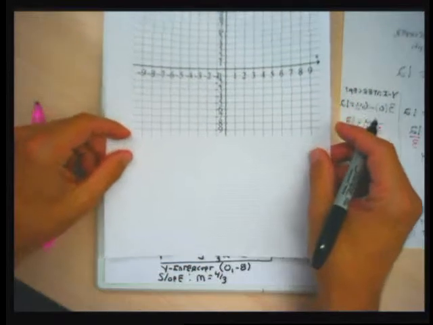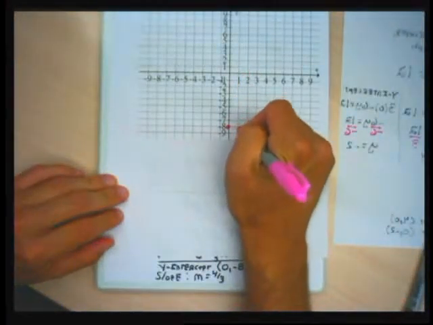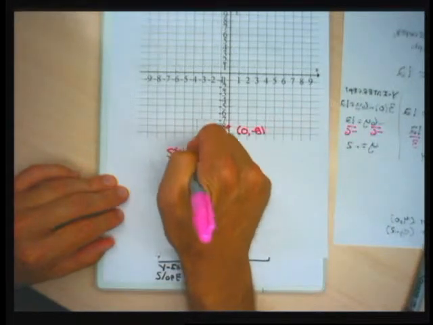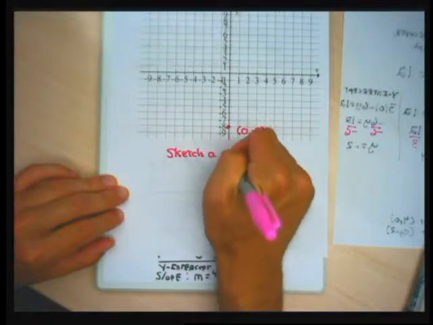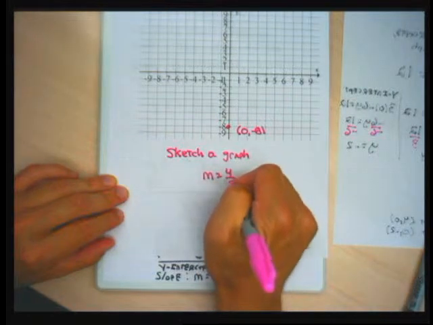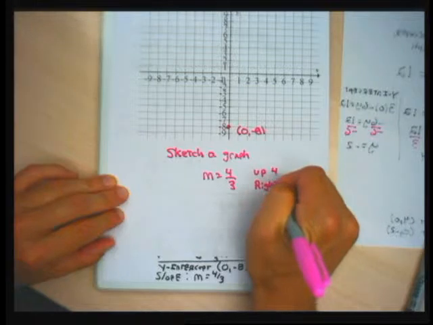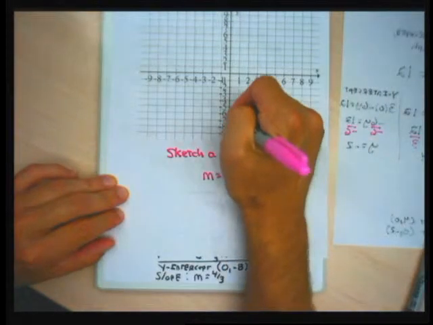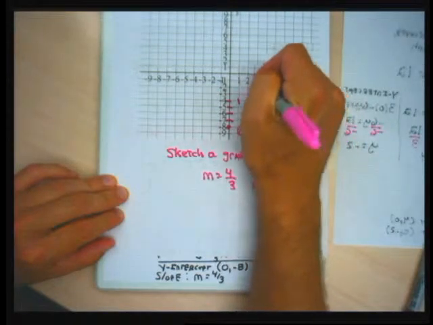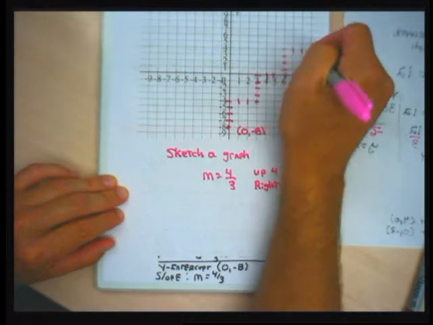I have graph paper again today. I'm going to plot the y-intercept, which is the point 0, negative 8. So this is the sketch a graph part of that problem I just made up. And then the slope, being 4/3, tells me I should go up 4 and right 3. So from here I go up 1, 2, 3, 4, right 1, 2, 3, and repeat that.